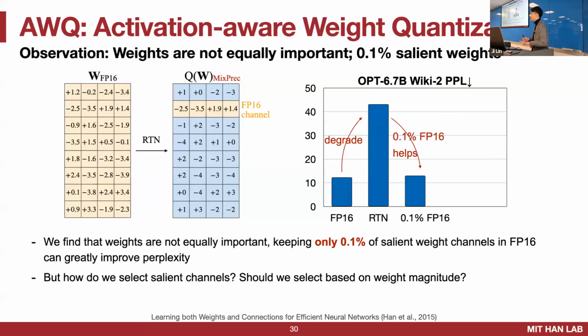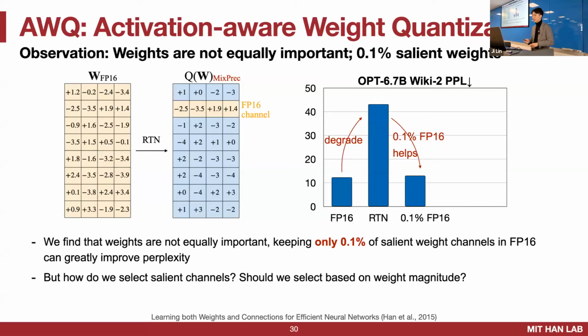But luckily, we find not all the weights are equally important. If you preserve only 0.1% of the salient weight channels in FP16, like for illustration, we preserve the second row in FP16 on the figure on the left, we are getting an immediate improvement in terms of perplexity, which means that we are saving the model's performance by a lot. But the question is, how do we figure out which channels are salient and what kind of channels to put in FP16?